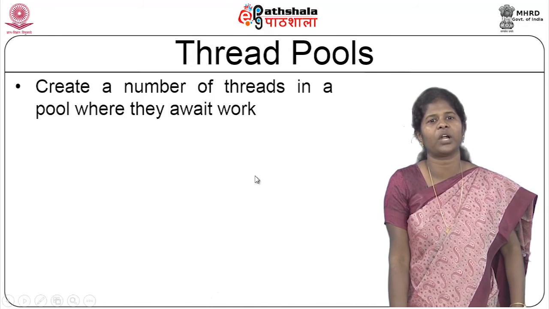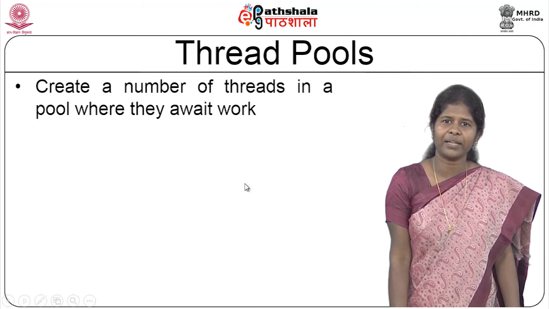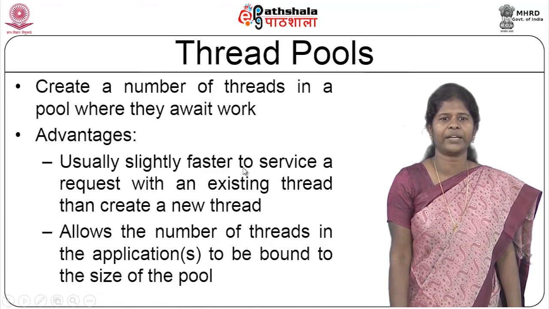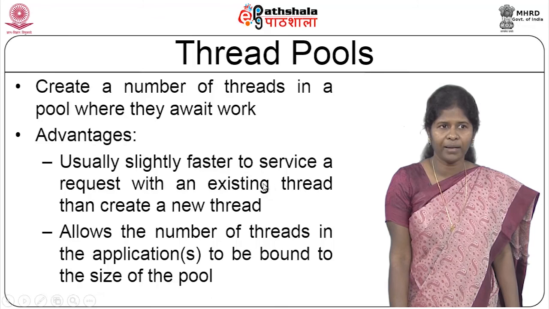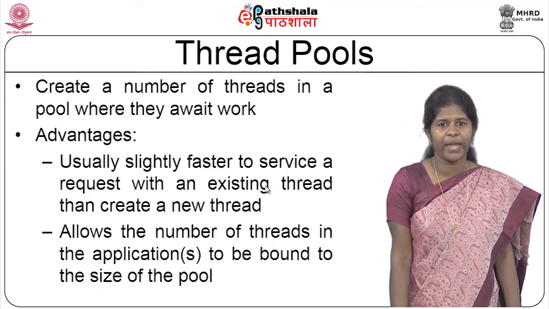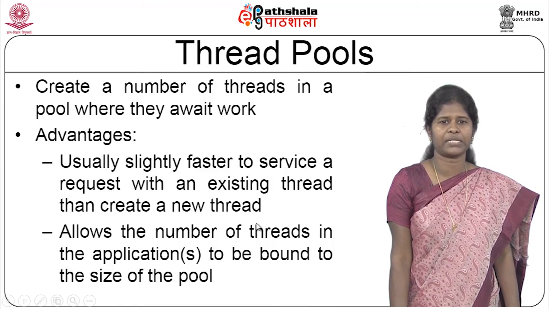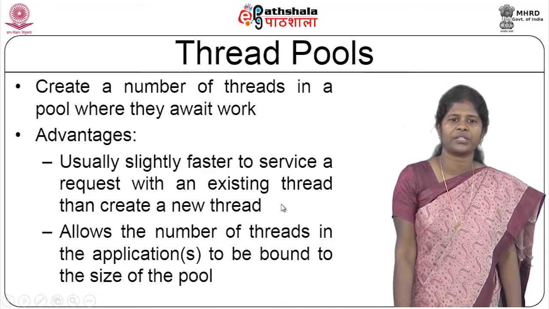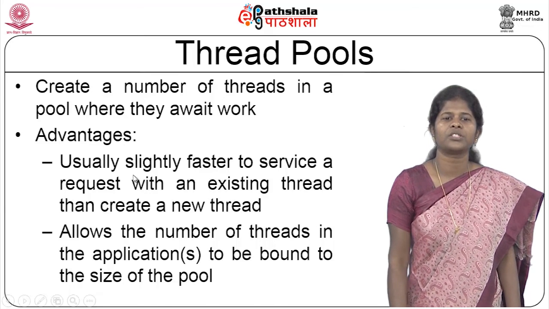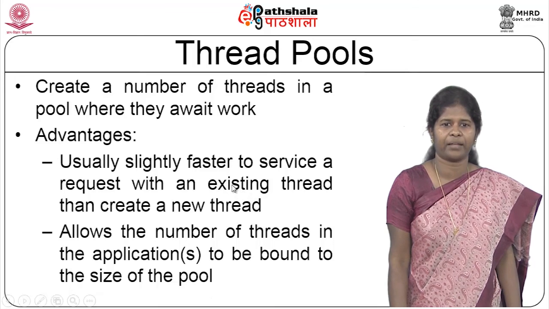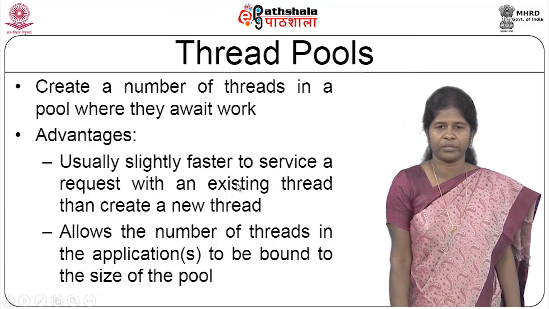And then you have something called thread pools. Rather than letting a process create any number of threads, the number of threads that are created is limited. Beforehand, a number of threads are created and kept in a pool where they await work. Whenever a service is needed, the process looks at this thread pool and uses one of those threads. Because of this, it is slightly faster to service a request, because you do not have to wait for creating a new thread. There is already an existing thread, so you can make use of it properly.